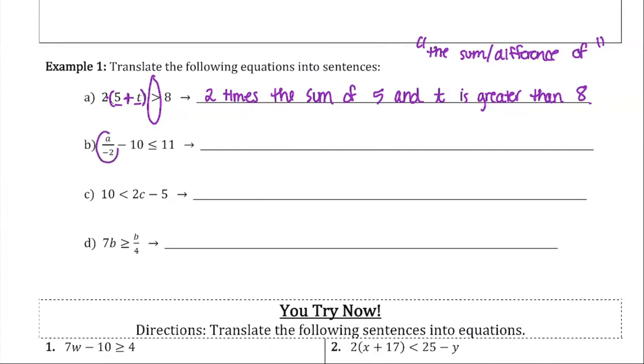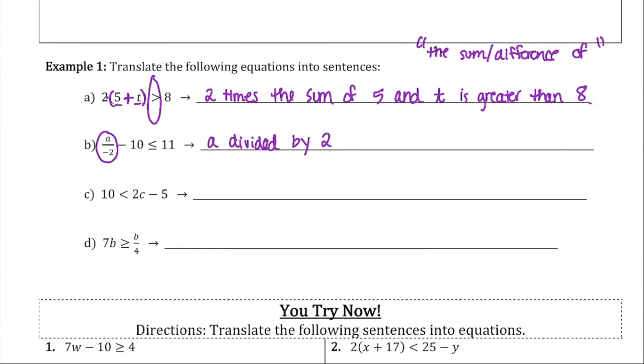We're going to start by taking A divided by -2. Now, again, you could say this a lot of ways. You could say the quotient of A and -2. You could just say A divided by -2. Really, any of those would be fabulous. I'm going to say A divided by 2.